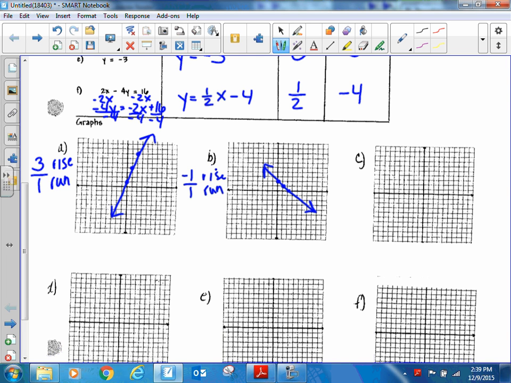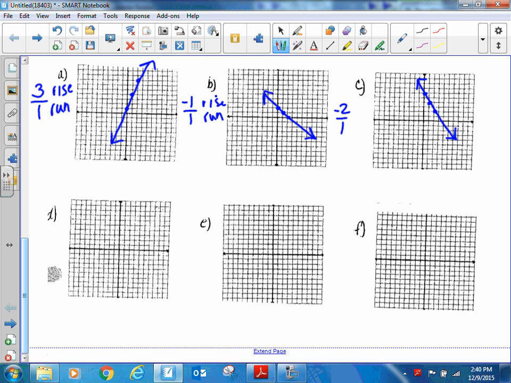All right, for C. C, we have a y-intercept of 6, so I'm going to start at 6. And I'm going to use my slope, negative 2 over 1. So my rise is negative 2, so since it's negative, I'll actually be going down 2, and then I'm going to run 1. So I'm going to go down 2, run 1, down 2, run 1. I have my 3 points. I'm going to connect it to make the line. All right, let's look at the last 3 examples.